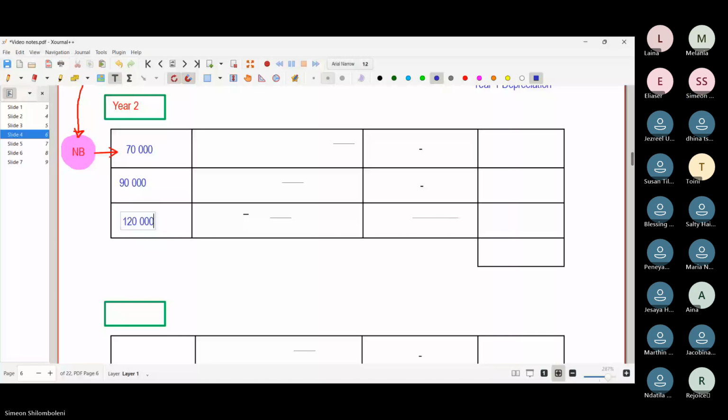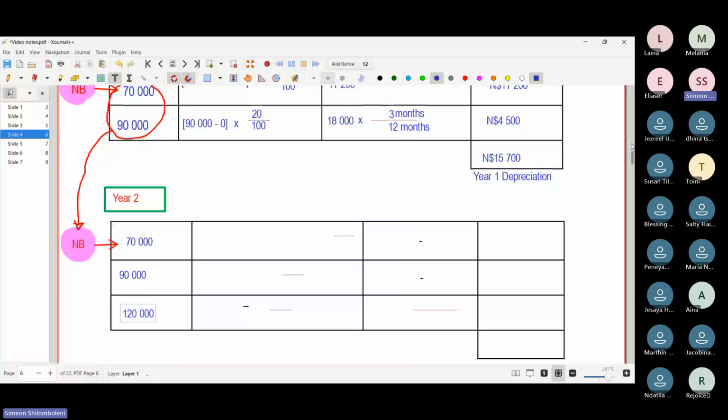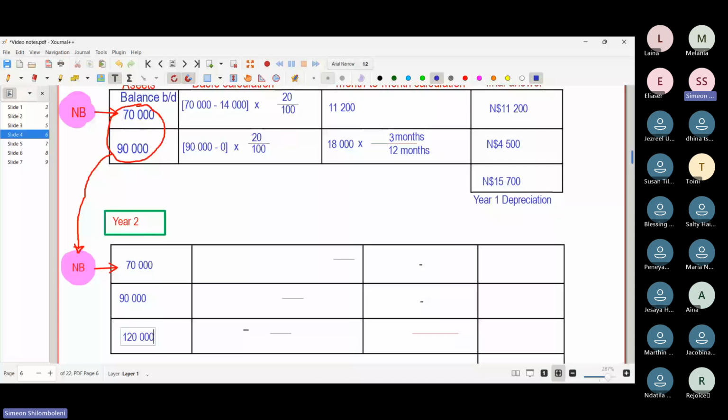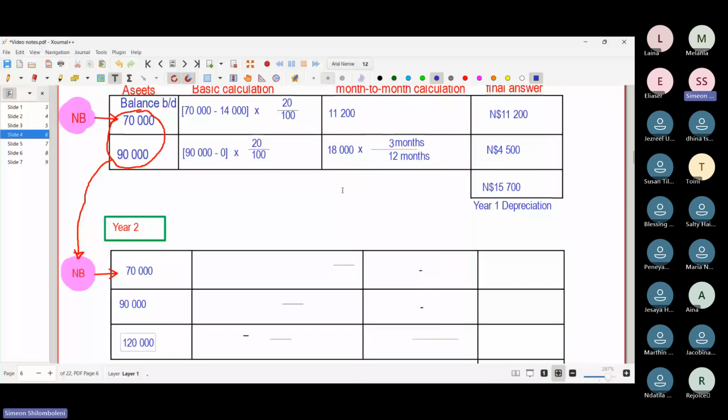Now you are just going to calculate your depreciation again. Basic calculation of depreciation from grade 11. You say 70,000 minus depreciation for previous years. There was 14,000 before, and then there's also 11,200.